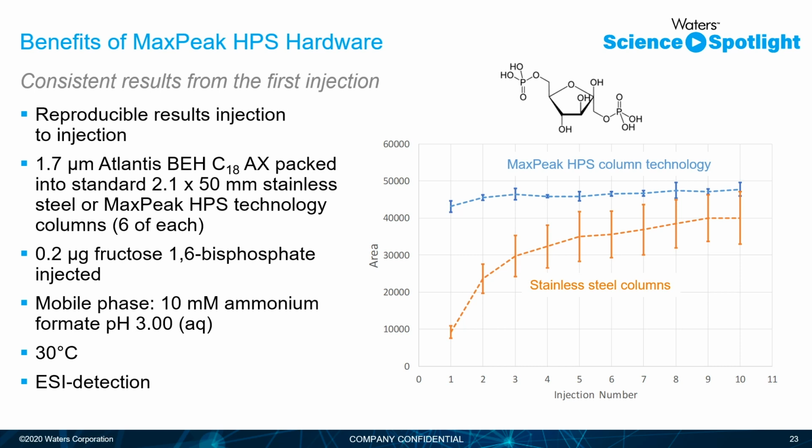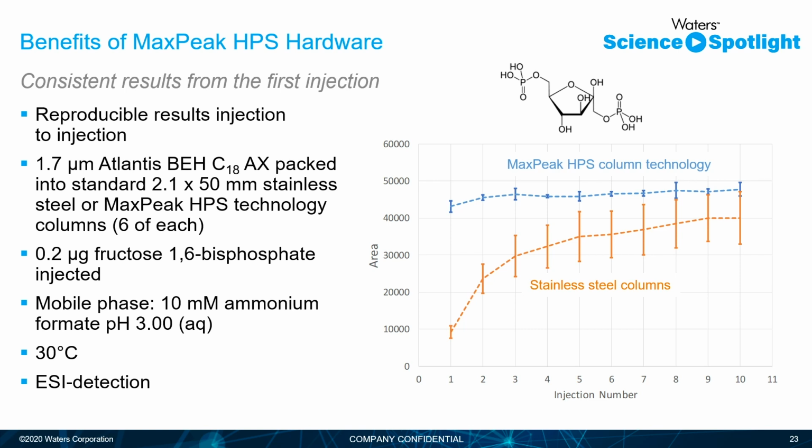Another benefit of the MaxPeak High Performance Surface hardware is that you get consistent results from the first injection. Reproducibility results from the first injection on. So in this study here, we took a look at the molecule fructose 1,6-bisphosphate, and we took 12 columns. 6 columns had MaxPeak High Performance Surface hardware. 6 columns were regular old stainless steel column hardware. We looked at the area count from injection 1 to injection 10 across these 12 columns.